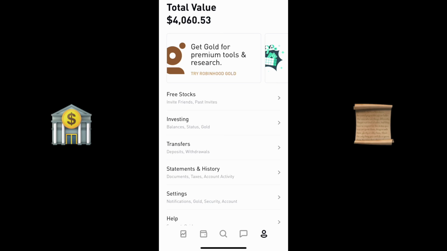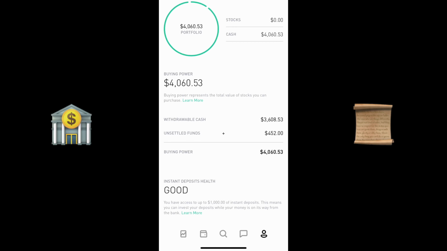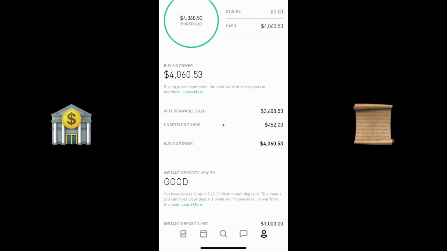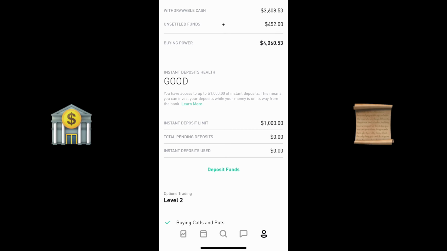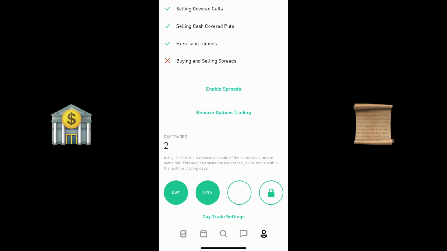If I go to the Accounts tab and click on Investing, you can see that the funds we use today in our trade are currently unsettled funds. That's because stock sales take 2 days to settle, so this money will be unavailable for the next couple days. You can also see I now have 2 day trades on this account. I'll have to be mindful not to make more than 1 day trade in the next couple days.